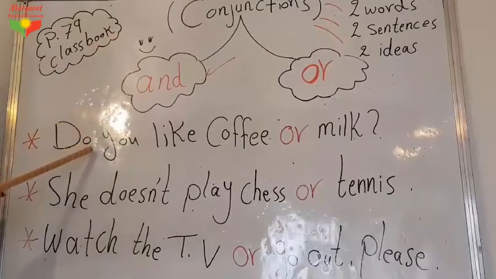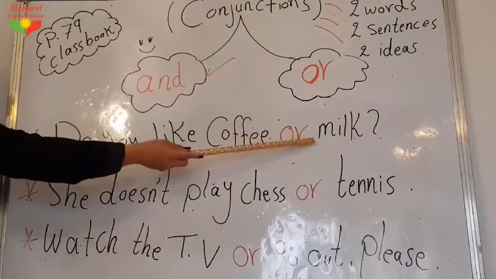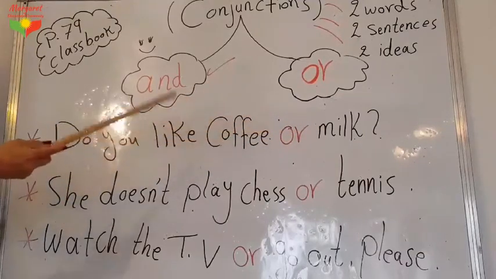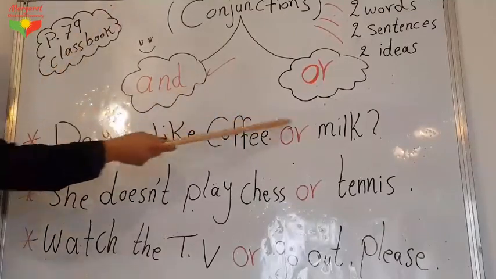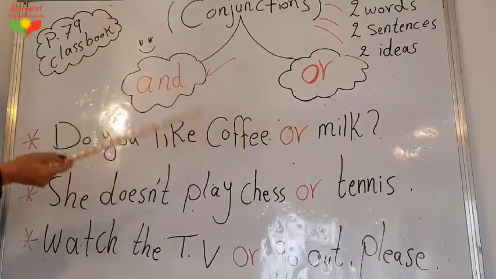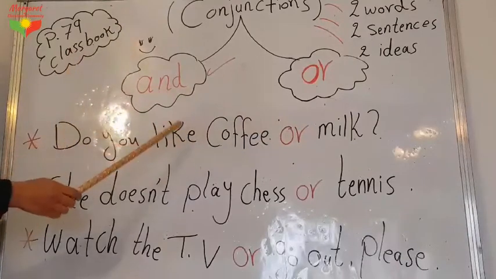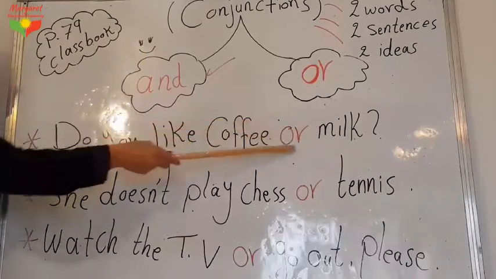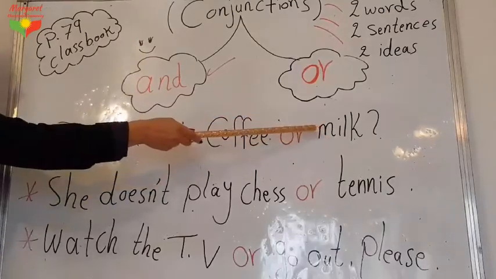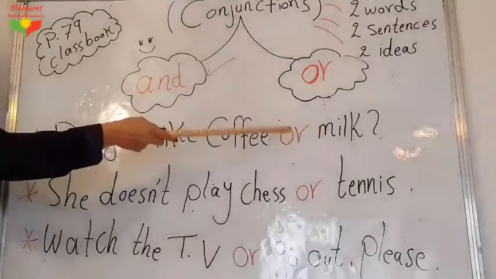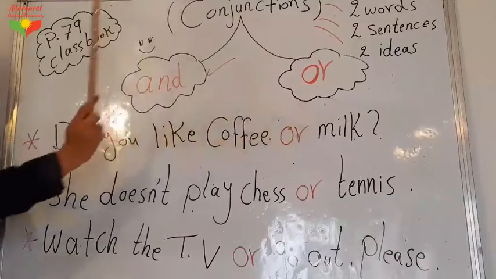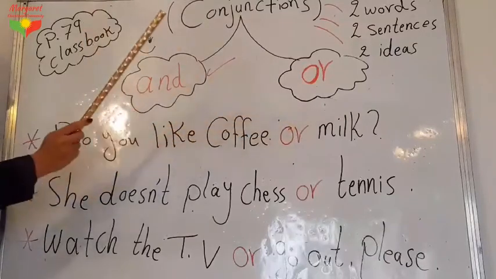For example, if you look at the first sentence, I ask someone, do you like coffee or milk? We have these two drinks. There are drinks, milk and coffee. I suggest someone, I gave him two options and he should choose one of the options. Okay? Do you like coffee or milk? Coffee or milk. So I use conjunction or to combine these two words. Okay? But I suggested that person if he wants to drink coffee or milk. And he should choose one of the options.